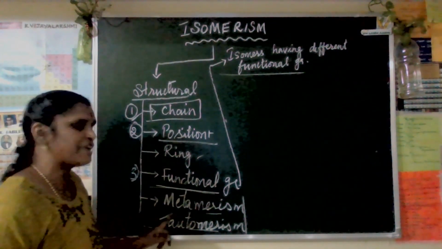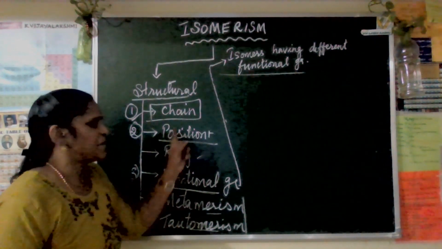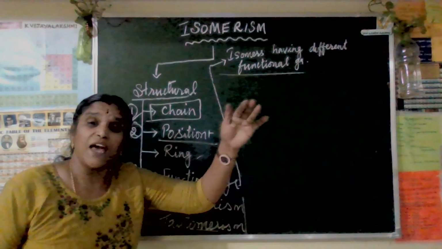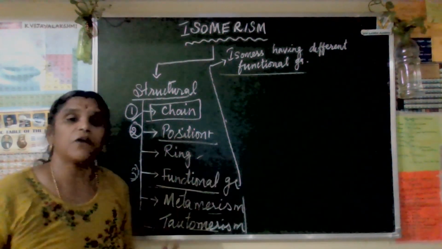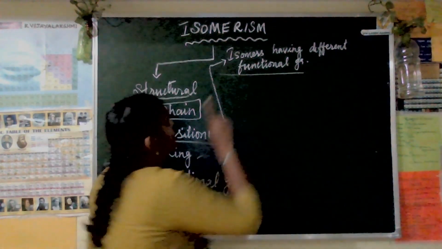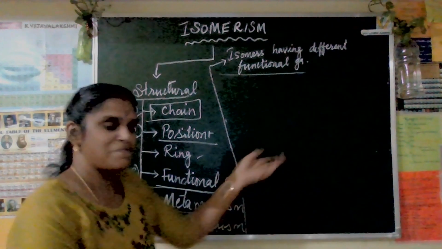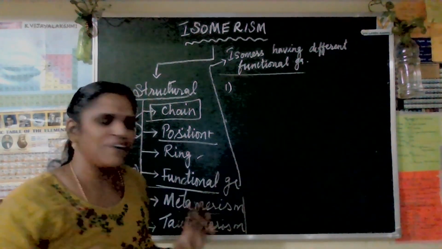Ring isomer we can see after that. Why have I taken functional isomer now? Because it is interrelated with positional isomer, where the functional group varies in position. But in functional isomer, the functional group itself will be changed. Now, isomers having different functional groups, as I mentioned. Through examples we can identify this very clearly.